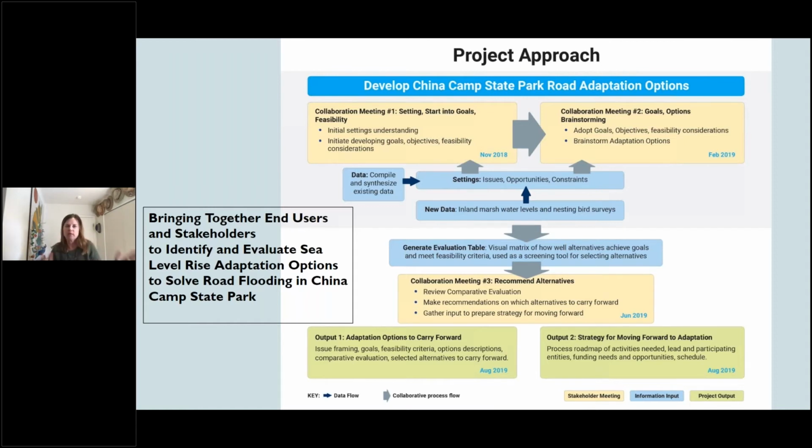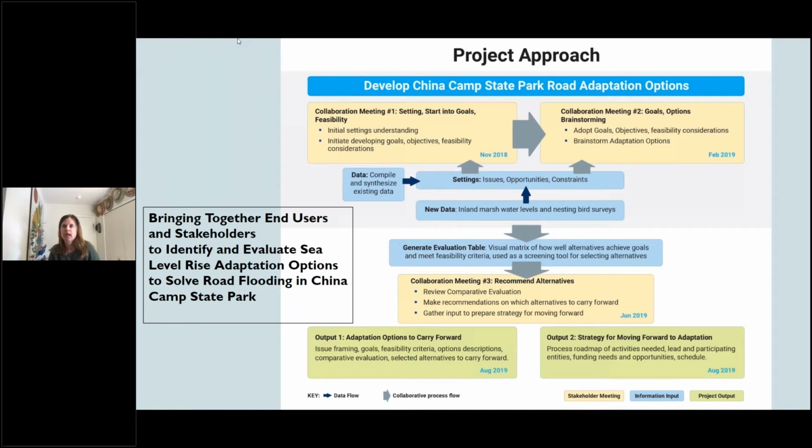This is a lot of boxes and arrows, but basically this is the project approach for our Catalyst grant, titled Bringing Together End Users and Stakeholders to Identify and Evaluate Sea Level Rise Adaptation Options to Solve Red Flooding in Chinacamp State Park. The gist of this phase of the project was to develop goals, objectives, and feasibility considerations. This was not a simple project because there's lots of competing interests and parties, and, being a county road in a state park, not necessarily complete alignment on how to handle that as well.